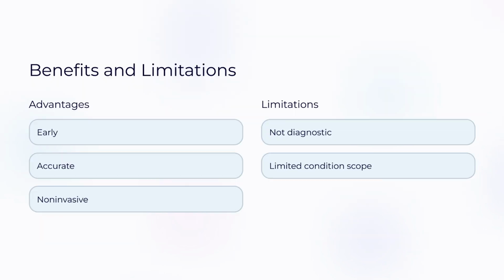cfDNA screening is highly accurate for trisomy 21 and is valued for being both early and safe. However, it's not a replacement for diagnostic testing and doesn't screen for all birth defects. It's commonly offered to high-risk pregnancies, but may also be available to others by choice.